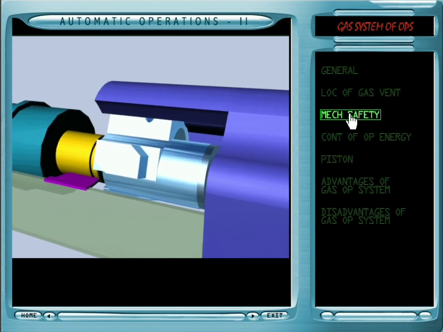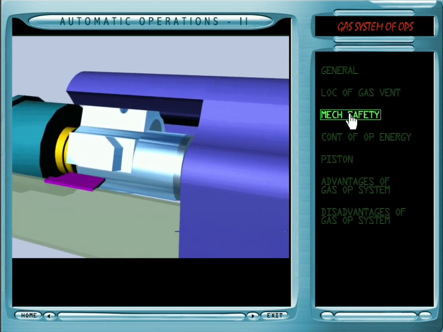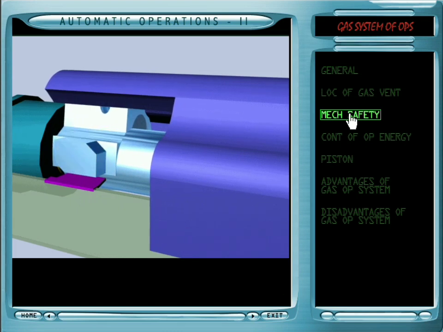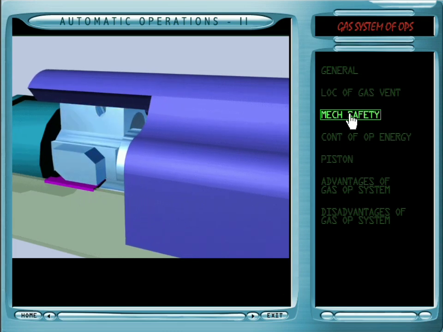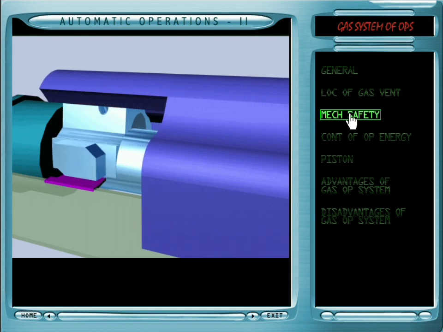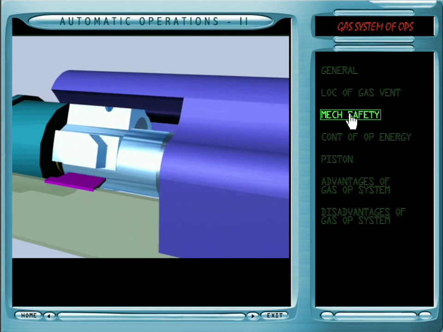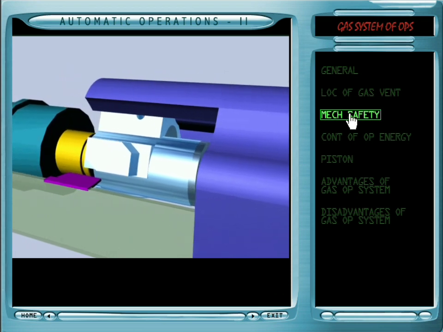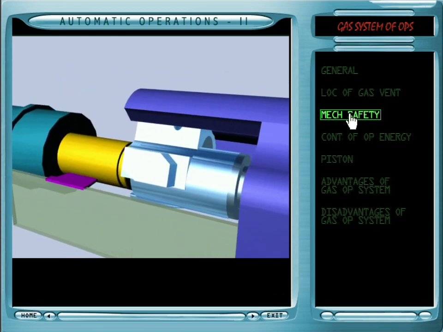Mechanical safety. We have already seen in Auto Ops 1 as to how mechanical safety is achieved before firing in case of SLR and LMG. The other half of mechanical safety is achieved in a weapon by ensuring that the weapon is not unlocked before safe pressure is achieved in the chamber.